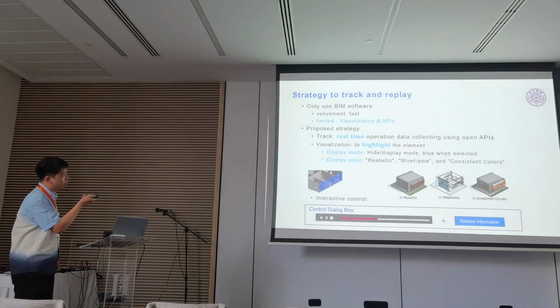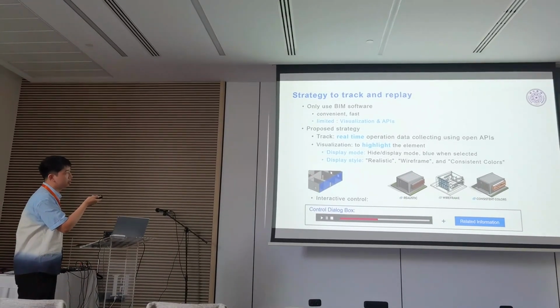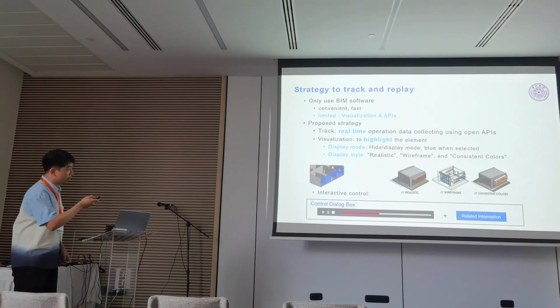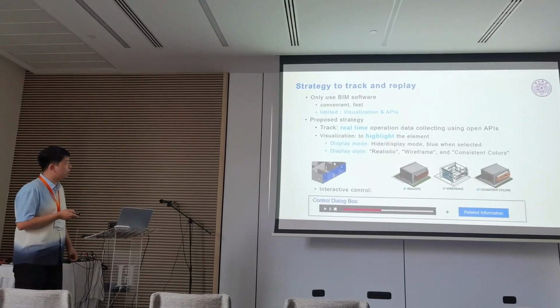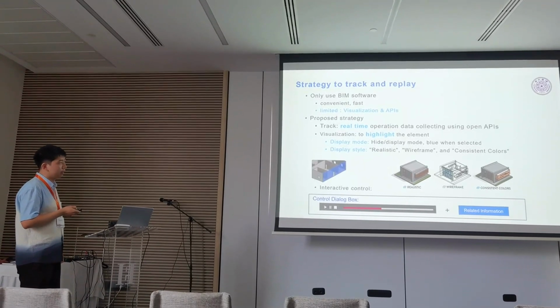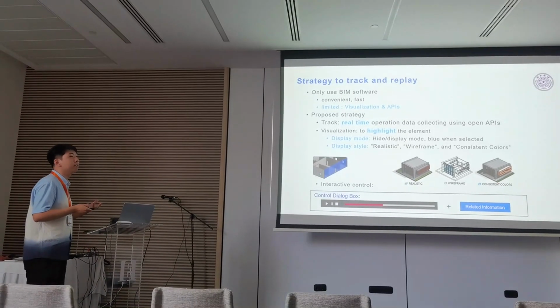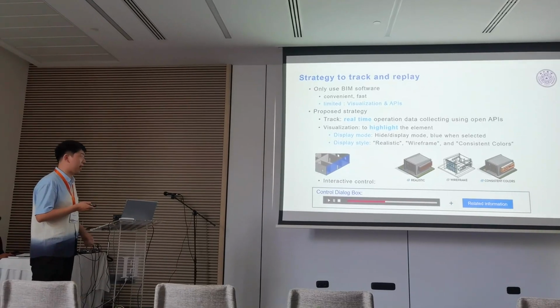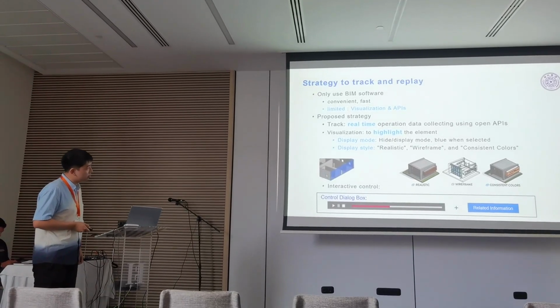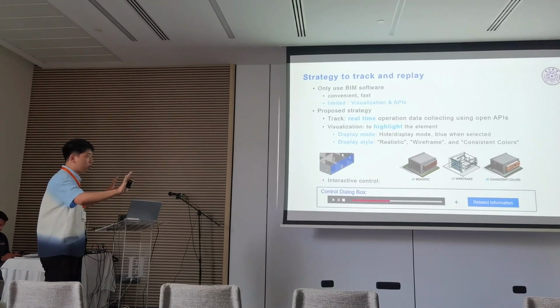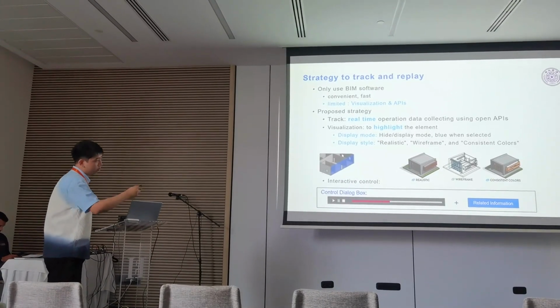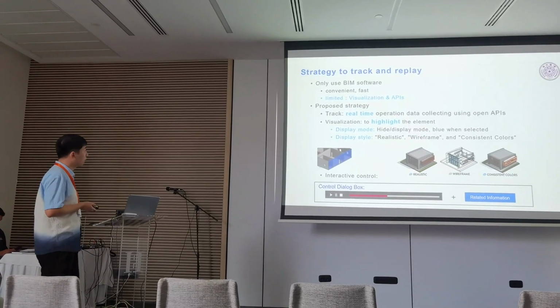And for visualization, we need to utilize everything we have. The BIM software may provide display modes and display styles. For example, Revit provides many kinds of display styles that you can choose from. These can be used as visual effects if we want to visualize them. And finally, we need an interactive control, maybe a dialog box. We need to show a progress bar, and of course, some related information.